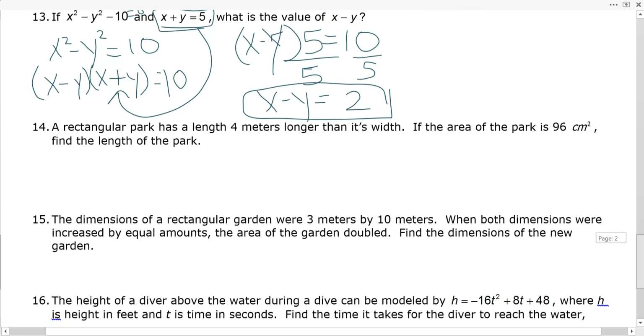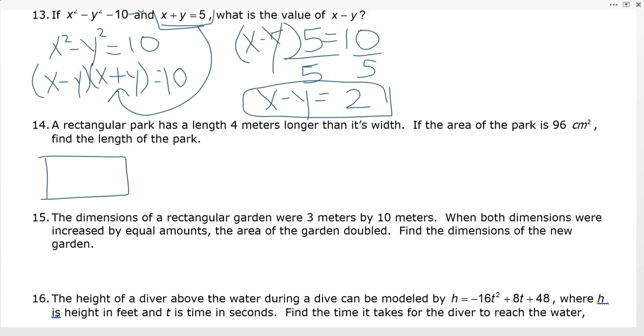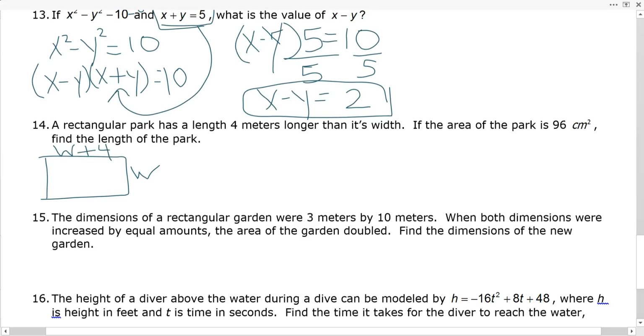Okay, number 14. I gave myself all kinds of room on my last 2 tries on doing this worksheet, and now I got no room. Okay, here's my rectangle. My length and my width. My length is 4 meters longer than my width. So my width is W, my length is W plus 4. If the area of the park is 96, that means 96 equals W times W plus 4.